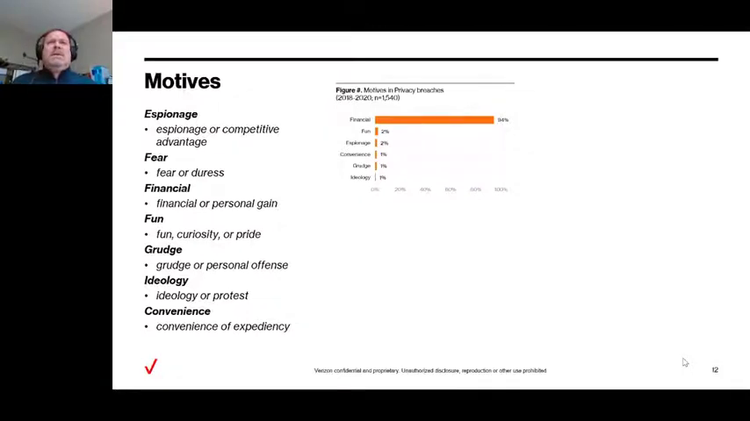So clearly we can see that for privacy breaches, there is a financial motive behind it. Espionage is there at 2%, but it is actually in 3rd place statistically, behind fun. And fun is actually not just fun and messing around, it's also exceeding your need to know.